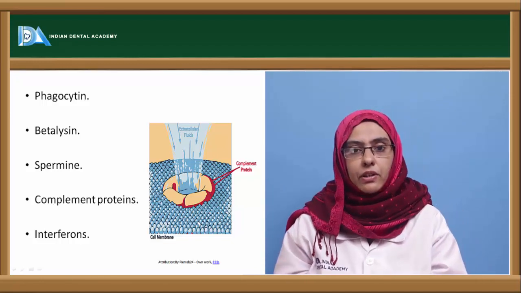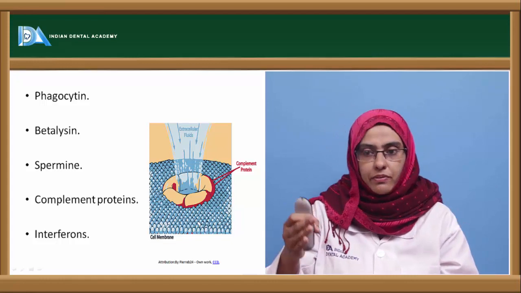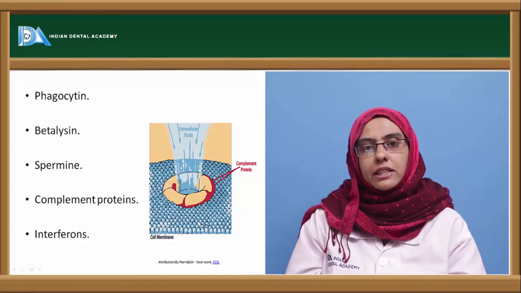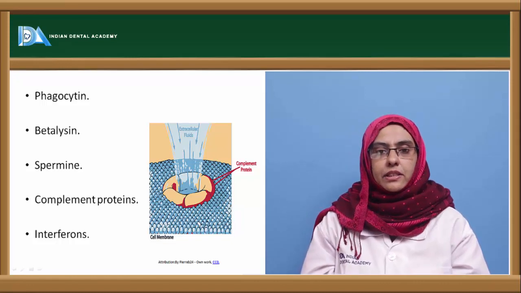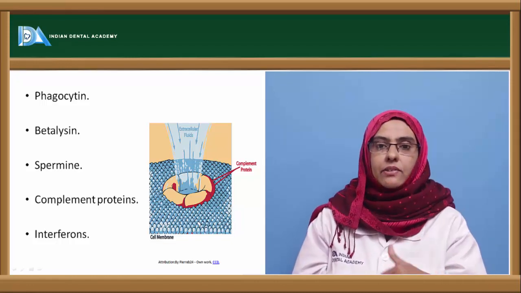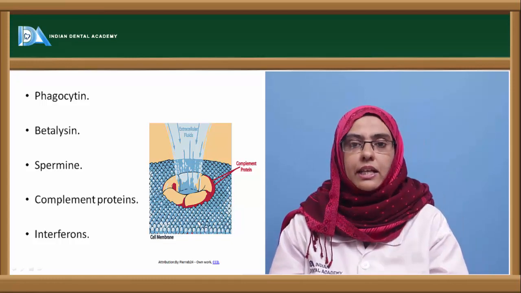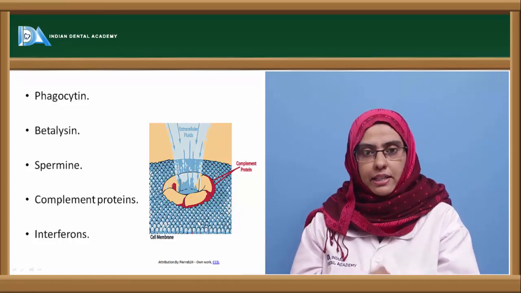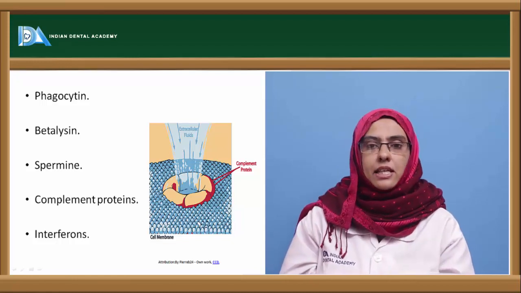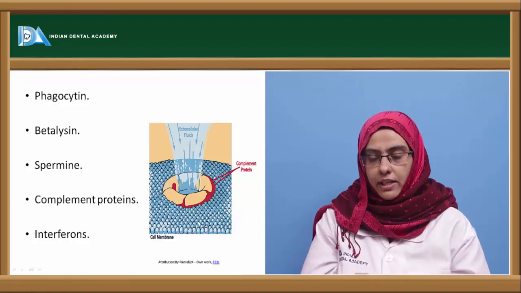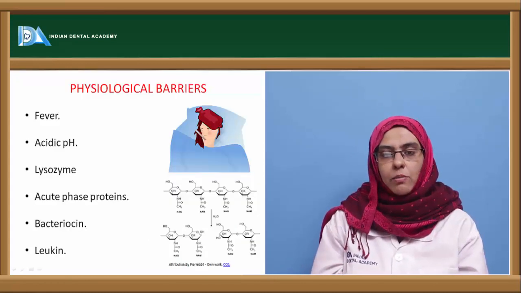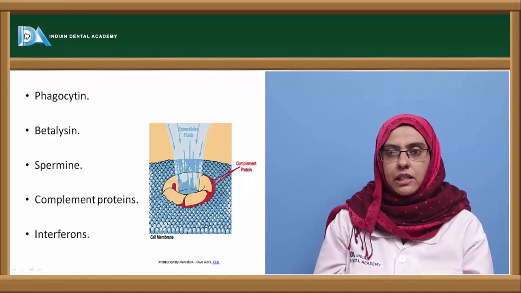And then we have interferons, which are antiviral substances. Before that we have seen all the antibacterial substances, and interferons are the antiviral substances. They are naturally produced proteins that are active against the virus. So they create an antiviral state so that the virus cannot initiate the replication process in the cells that have been attacked by the viruses. So the interferons are antiviral substances. All these are the components that are included in the physiological barriers.